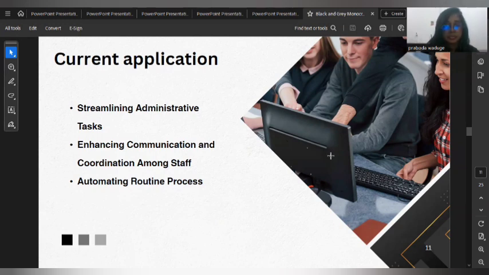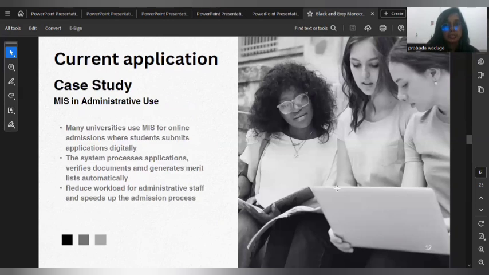Fourth point, case study: MIS in administrative use. A practical example of MIS in administrative use is the university admission system. Many universities have adopted MIS-based online admission systems, allowing students to submit applications digitally. The system automatically processes applications, verifies documents, and generates merit lists, reducing human intervention and speeding up the selection process. This not only saves time for administrative staff, but also provides a transparent and efficient admission process for students. The automation of admissions enhances the institution's ability to handle large volumes of applications with greater accuracy and efficiency.